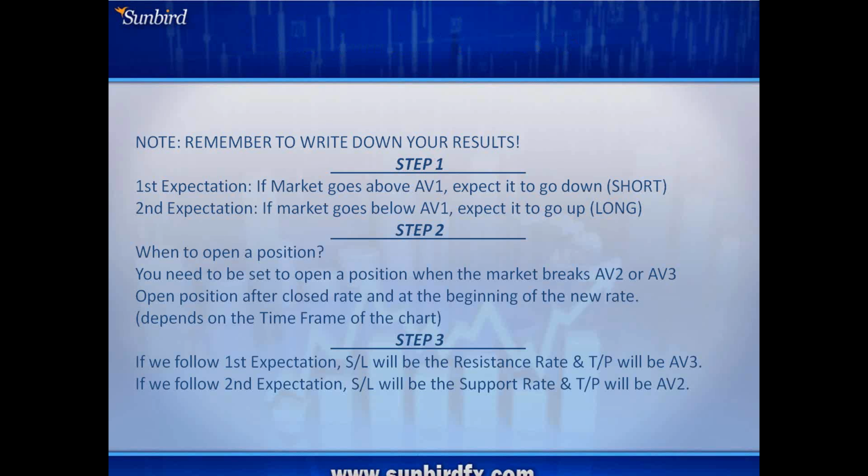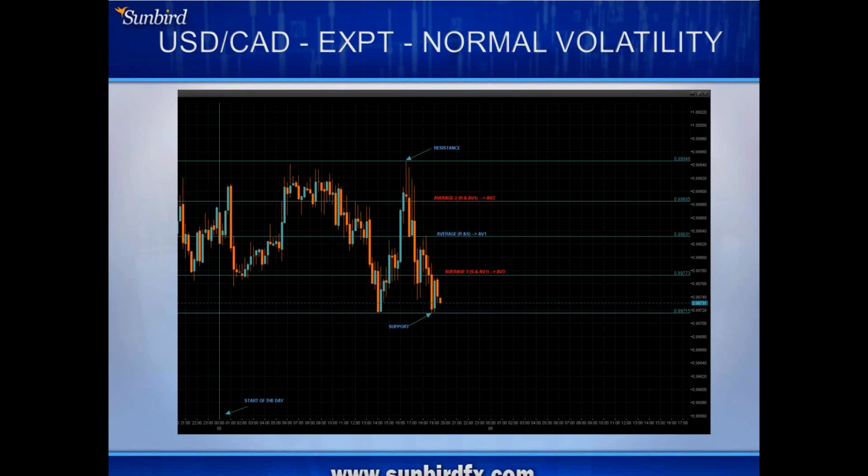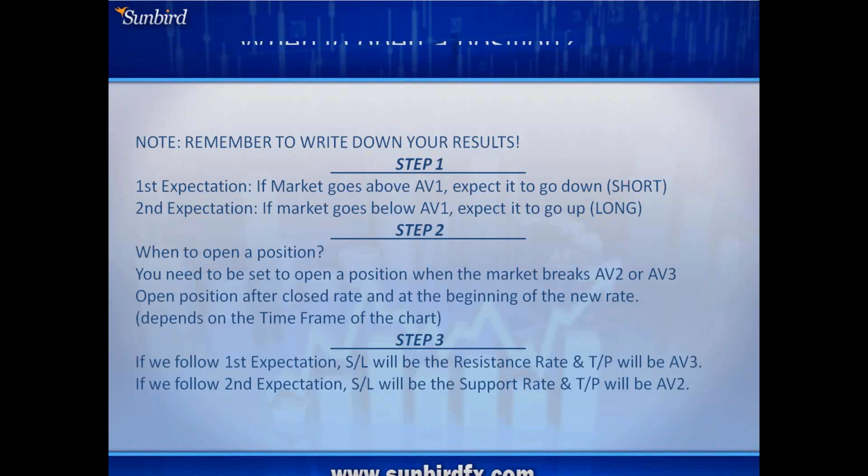So let's go back to our graph. Here we have the start of the day. Now we have our first expectation. What does our first expectation say? First expectation: if the market goes above average 1, expect it to go down, meaning short. All right, so let's see.